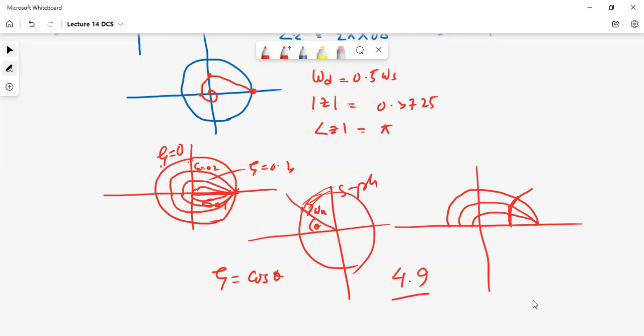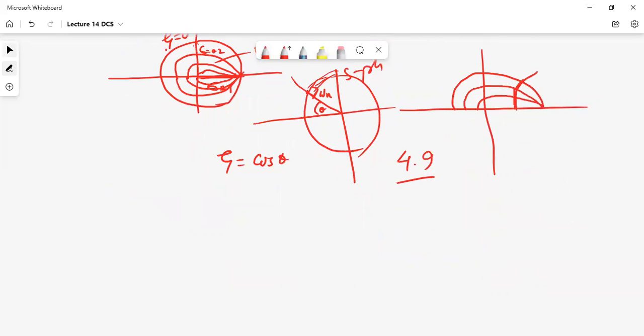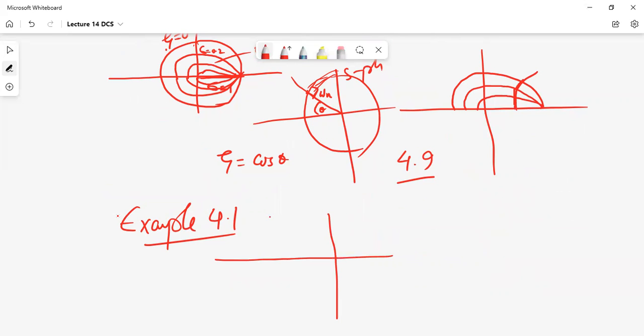Now, example 4.1, they have given a zone. So they are giving particular zeta lines, and they're saying to try to find out the corresponding mapping in the Z plane, where you're actually interested in this area. Okay, so how can we find out that particular thing in the S plane?